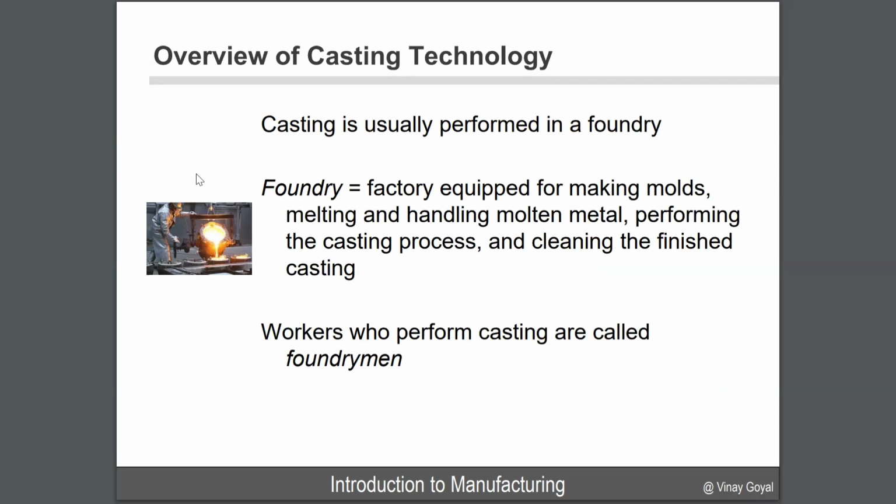So looking at the overview of the casting technology, casting is usually performed in a foundry, which is a factory equipped for making molds, melting and handling molten metal, and then performing the casting process and cleaning the finished casting. So anytime I say foundry, it involves the process of melting, the casting process, and the finishing process. And the workers that perform the work are called foundrymen, although that terminology has been changed to be gender unbiased. I call them foundry work folks, but we try to remove the word men.